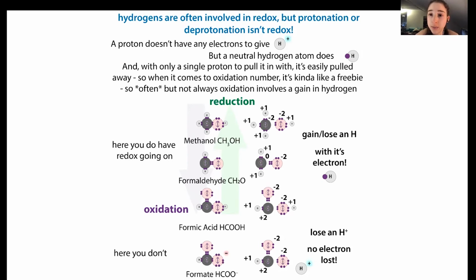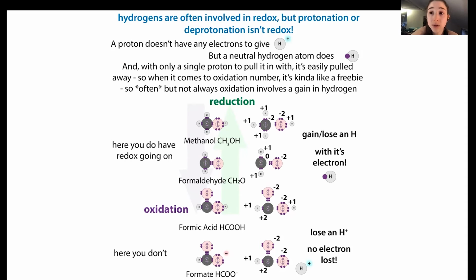So if you form a new bond to something and you get to keep more of the electrons, then you are getting reduced. If you form a bond to something and you lose some of the shared electrons, so the other atom is better at hogging them, then you are going to be oxidized. So oxidation is loss of electron density. Reduction is gain of electron density.